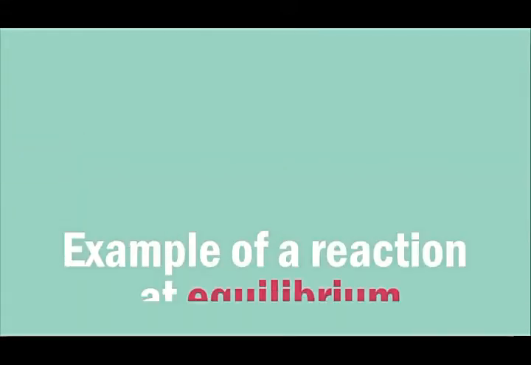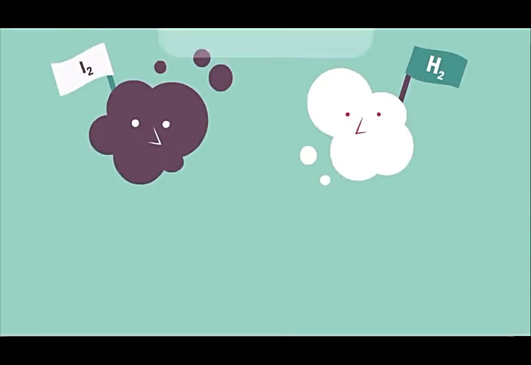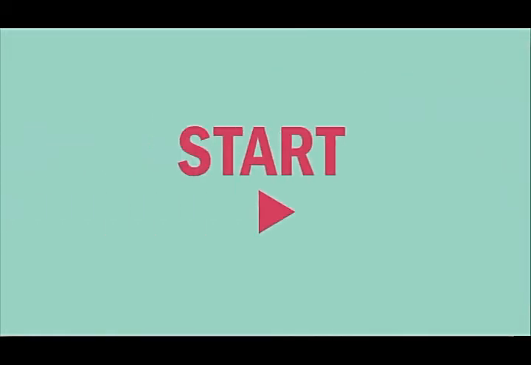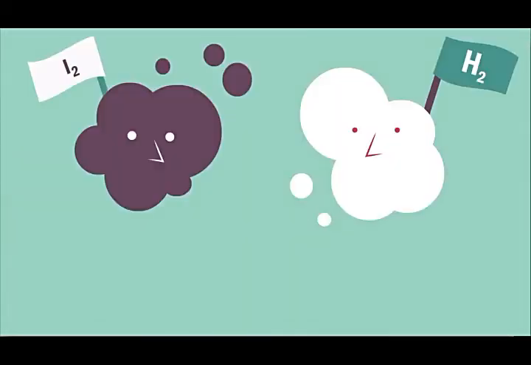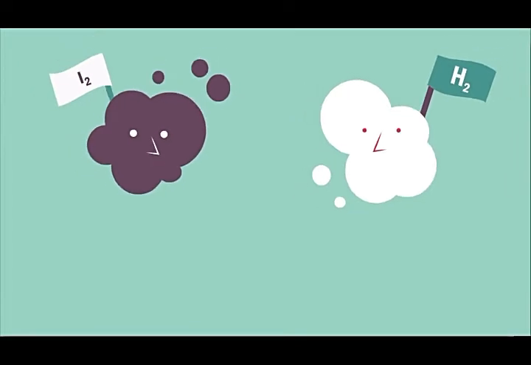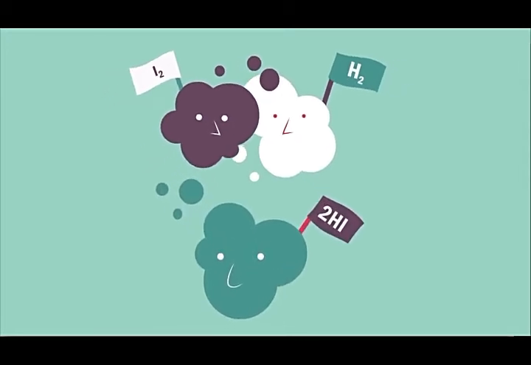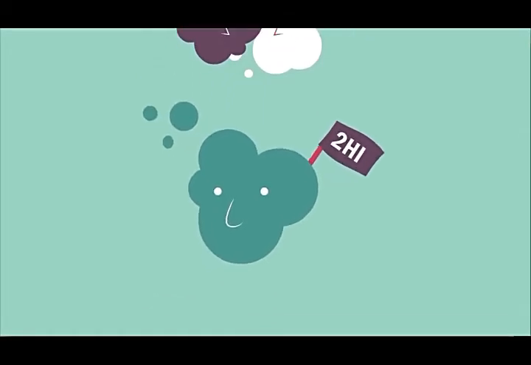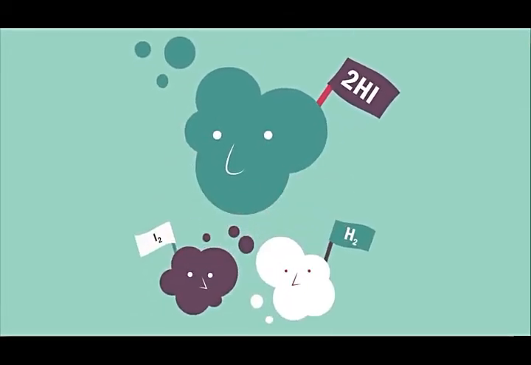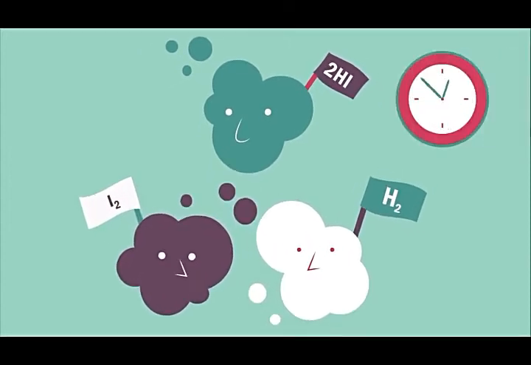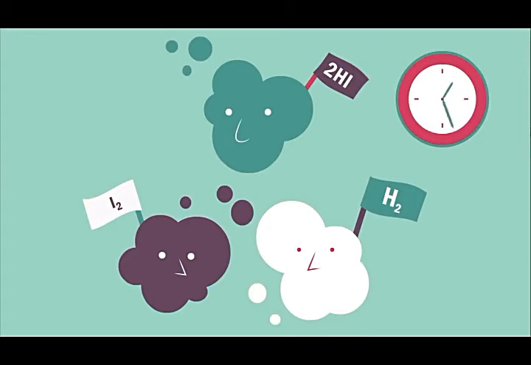An example of a reaction at equilibrium is the reaction of hydrogen and iodine in a closed container to produce hydrogen iodide. At the start of the reaction, there is a high concentration of hydrogen and iodine, and the concentrations decrease as hydrogen iodide is formed. The concentration of hydrogen iodide increases as the forward reaction proceeds. As hydrogen iodide is formed, the reverse reaction is then able to occur. Over time, the concentrations of hydrogen, iodine and hydrogen iodide remain constant.